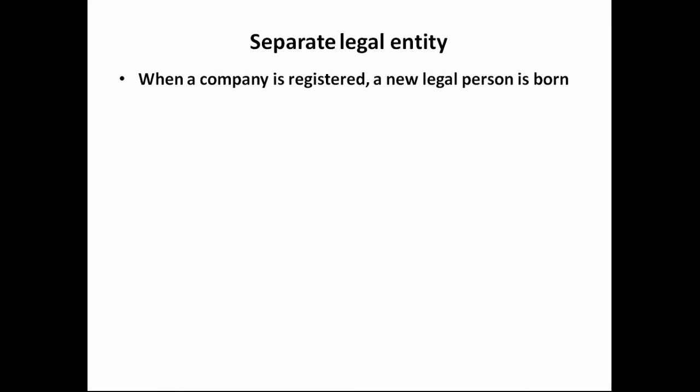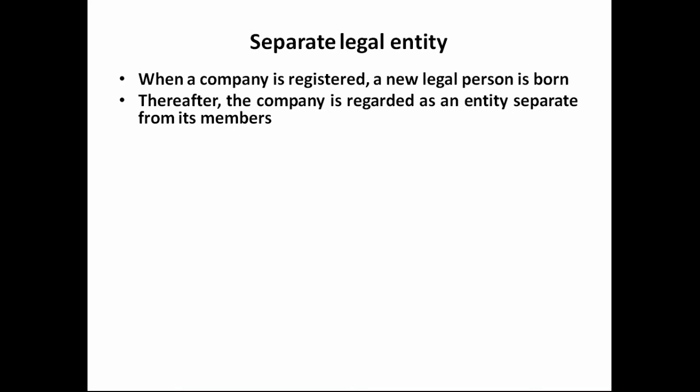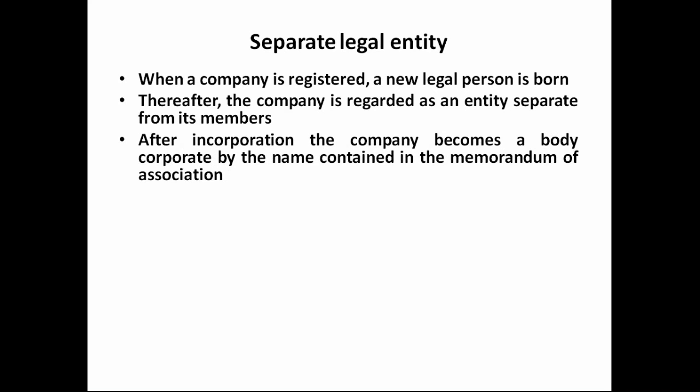Separate legal entity. See, when a company is registered, a new legal person is born. So the registration is again a lengthy procedure which we'll be seeing in due course of time. And see, when a company is registered, for example, if 10 people come together and form a company known as ABC Company Limited, after registration, there are 11 persons, 10 humans, and another one is a legal person, the ABC company. So after registration, the company is regarded as an entity which is separate from its members.